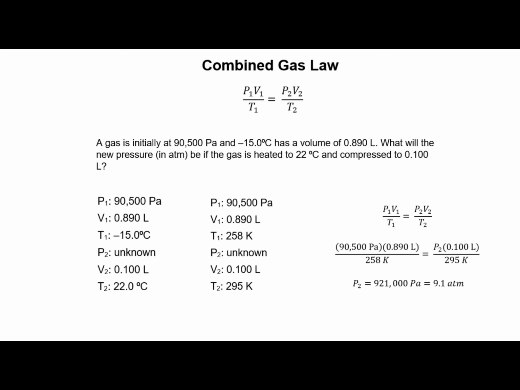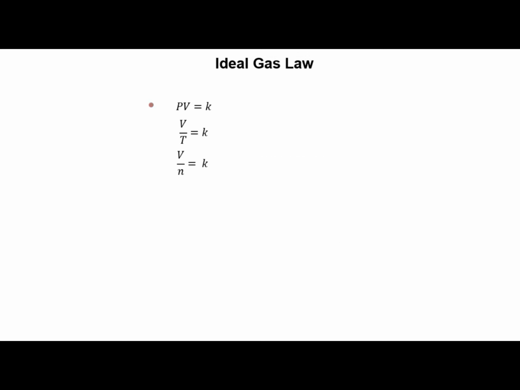Let's look at one more gas law. We're going to look at ideal gas law. So we have seen Boyle's law and Charles's law. One law that we did not talk about but is very similar is Avogadro's Law. Yes, this is the same Avogadro that Avogadro's number is named after. All of these are equal to a constant. Now that constant is different for each law.